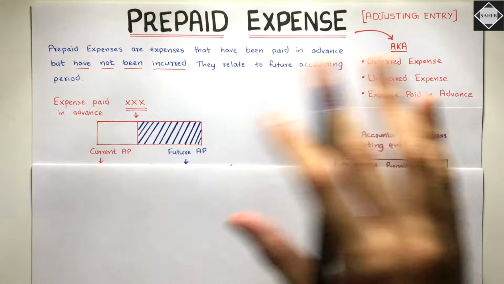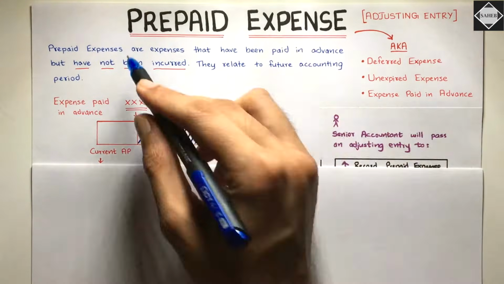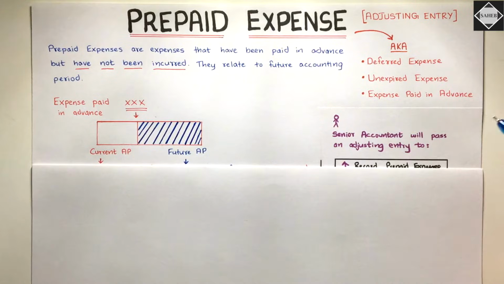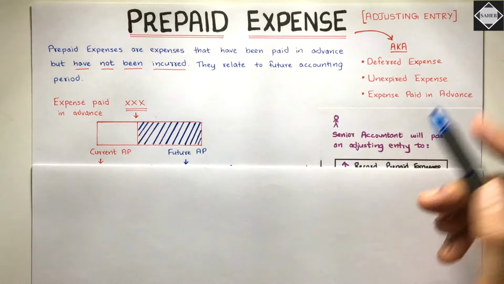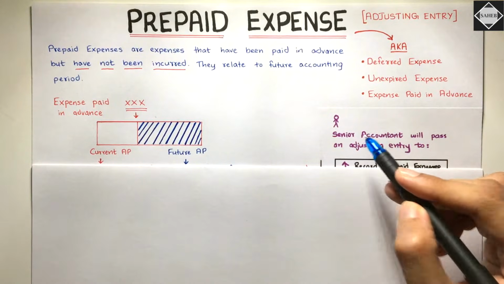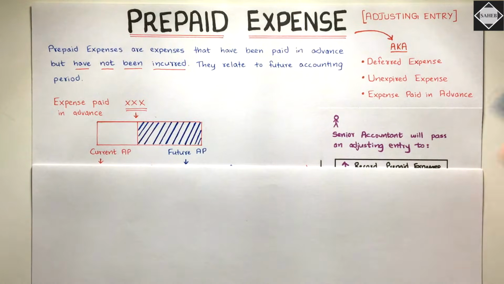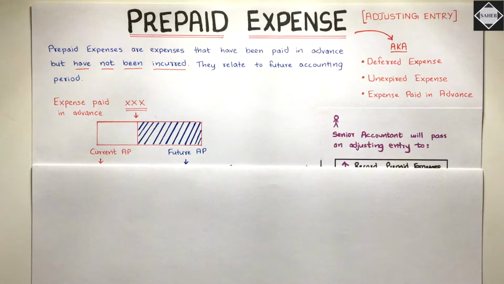Now see here, we have the concept of prepaid expense. It's really simple and straightforward. You already know prepaid expense is also known as deferred expense, unexpired expense and expense paid in advance. Prepaid expense is an adjusting entry that is passed at the end of the accounting period by the senior accountant. And then right in the next accounting period, on the first day, a reversal entry will be passed to reverse this adjusting entry. That's what we are learning in this video series of adjusting entries.